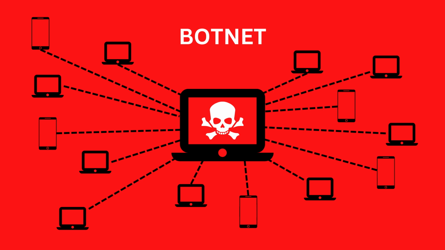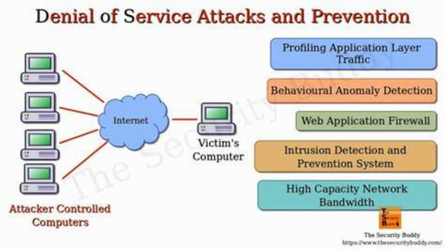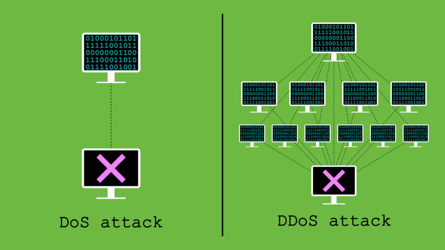Now, let's talk defense. To protect against these attacks, organizations can use firewalls and intrusion detection systems to filter malicious traffic. Employ rate-limiting techniques to prevent servers from being overwhelmed. And most importantly, use services like Cloudflare or Akamai, which specialize in mitigating DDoS attacks by distributing the traffic across their global networks.